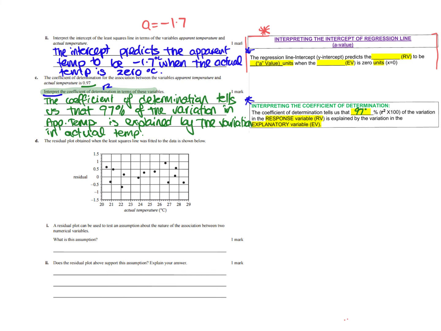They said a residual plot was obtained, so they did it for you, and they said in the shown. So a residual plot can be used to test an assumption about the nature of an association between two numericals. What is that assumption? What do I say we're assuming at the start when we're doing all this? You can just say it's linear.